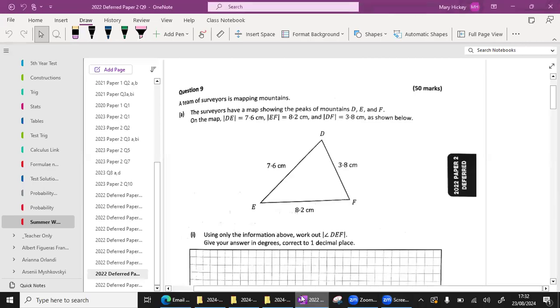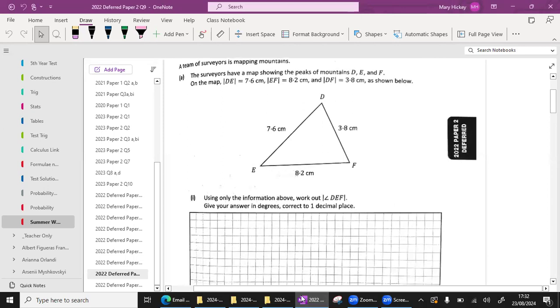So 2022 deferred paper 2 and working on question 9. A team of surveyors is mapping mountains. Their surveyors have a map showing the peak of the mountains D, E, F. On the map, the distance from D to E is 7.6, E to F is 8.2, and D to F is 3.8 as shown below.